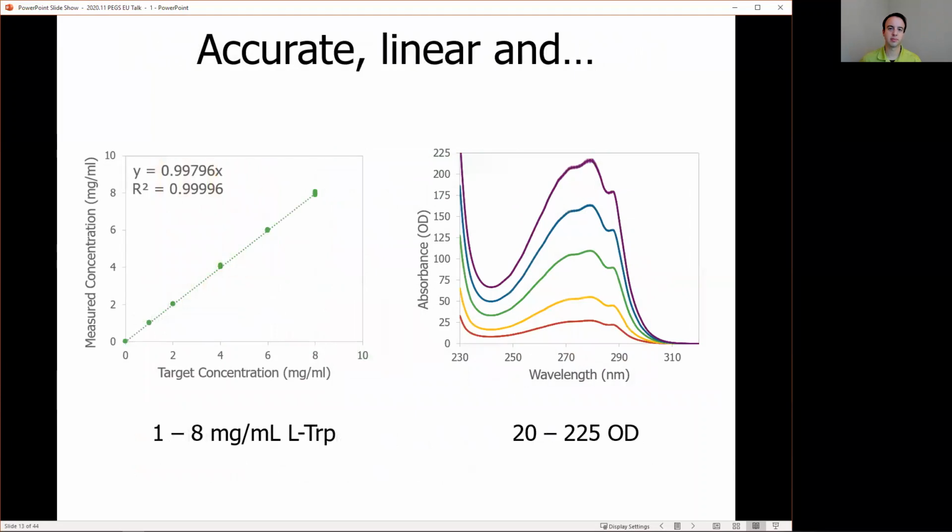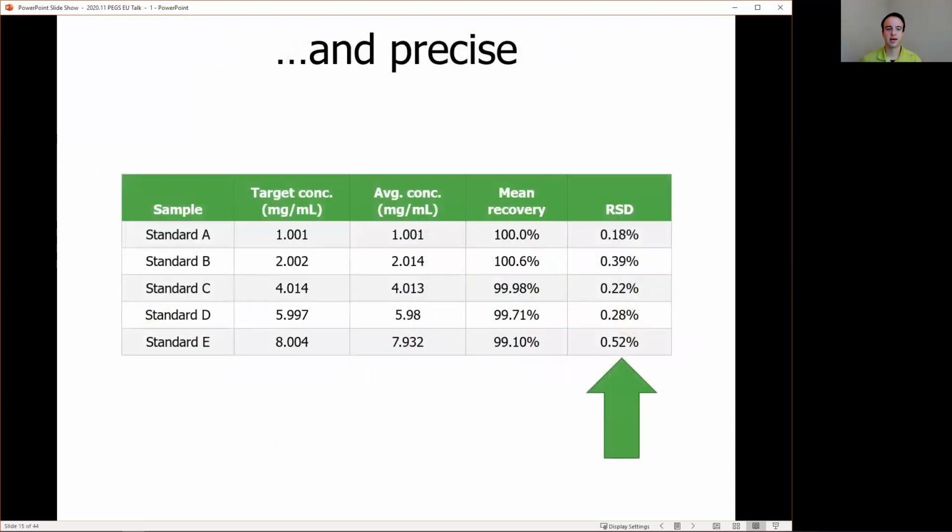When we take a look at the results from the fundamentals kit, we can again look at target versus measured concentration and see results with slopes very, very close to 1 and R-squared values above 0.9999. And if we take a look at the right, we can see how the absorbance of tryptophan behaves across the full spectrum of measured absorbance. And again, looking at precision, every value here is performing better than a 1% precision specification, with, in fact, the highest concentration only having an RSD of 0.52%.